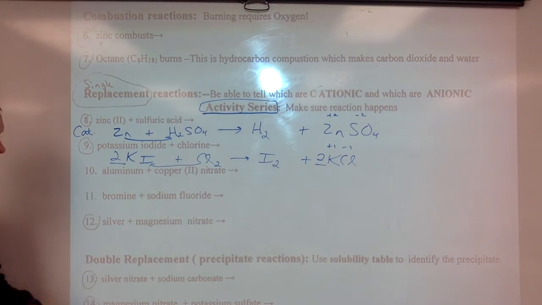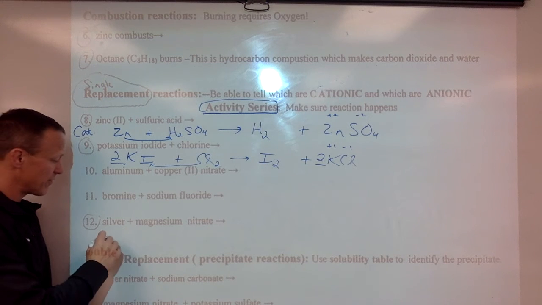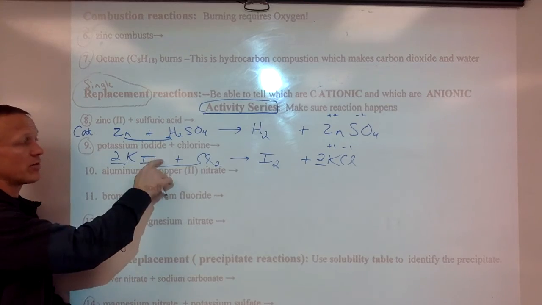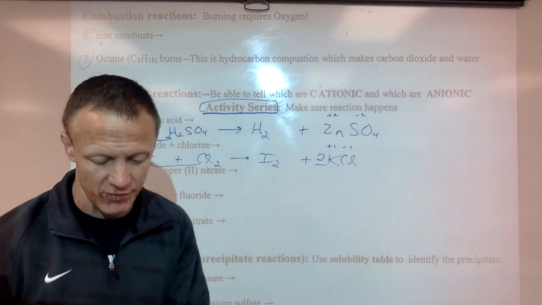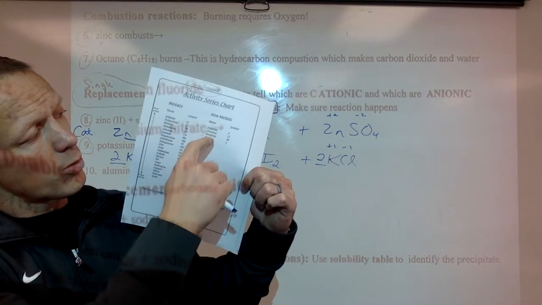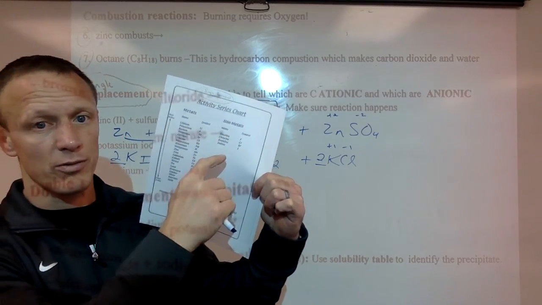If we go down to number 12, here we have silver, the element by itself. Oh, I never looked up here. We need to make sure chlorine is more reactive than iodine. I just happened to know off the top of my head that chlorine is more reactive than iodine. It's higher up on the list, so chlorine can replace iodine.